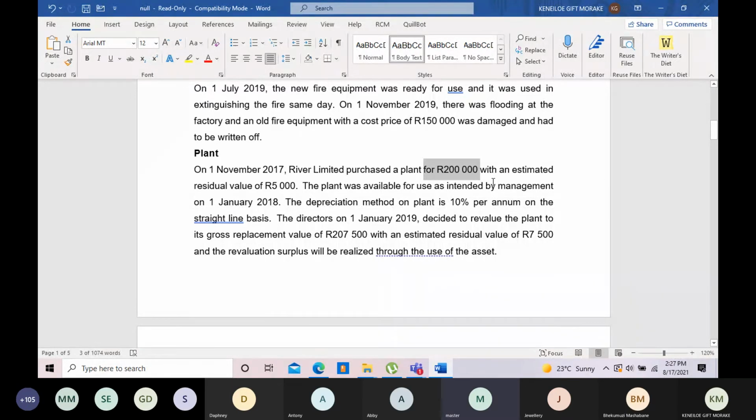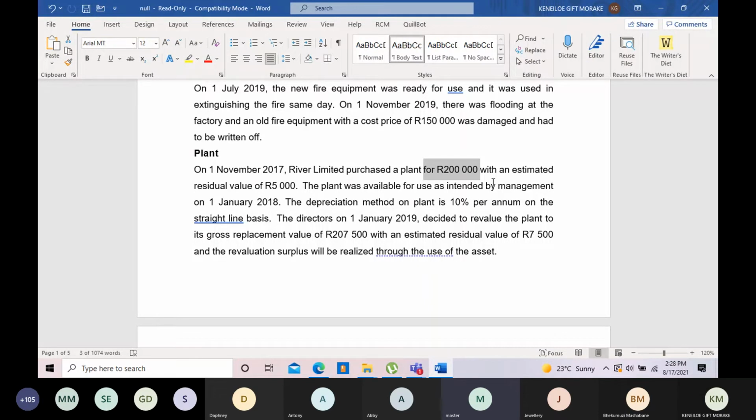The wear and tear is applying the straight line method. If they are using the straight line method, it means use the cost price, apply the percentage of wear and tear on the cost. You take 200,000, which is the original cost. You don't take the gross replacement value. You take the original cost, 200,000, multiply it by the percentage, which is 20%, because SARS does not allow gross replacement value. It only allows the original cost price of an asset.